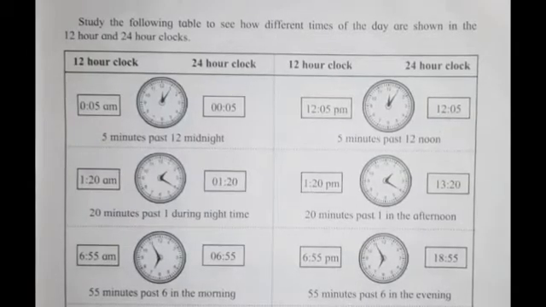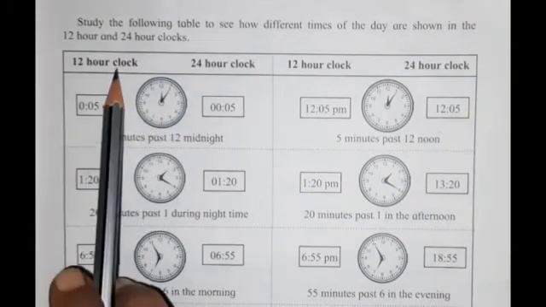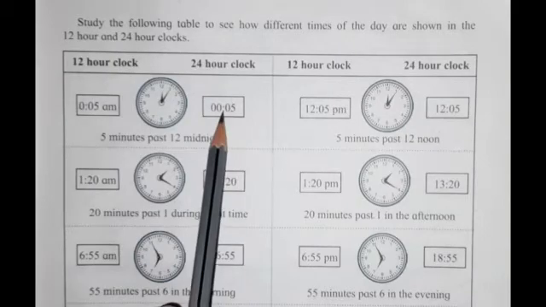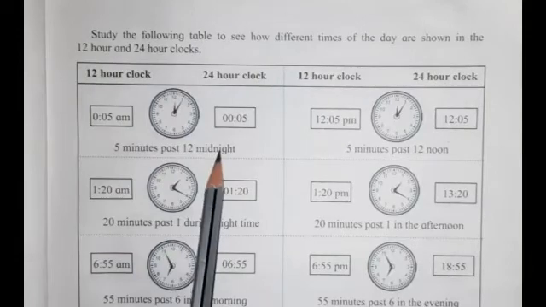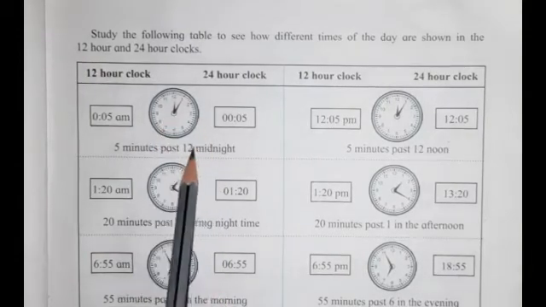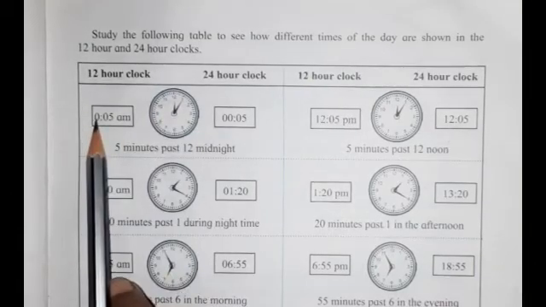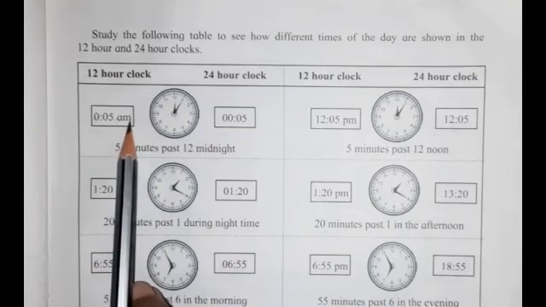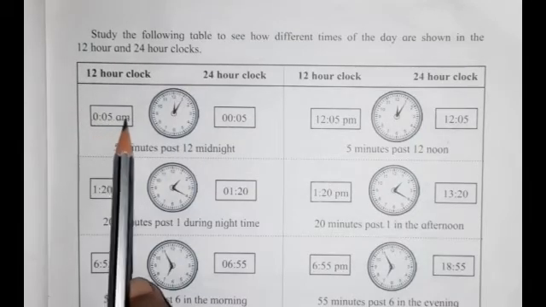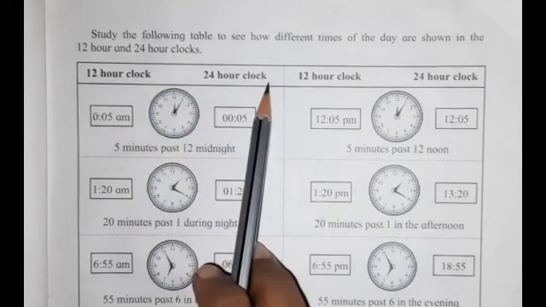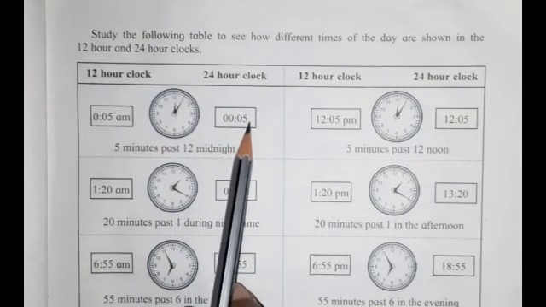Now see on page number 61 of your maths textbook. Here the clock and time show 12-hour clock and 24-hour clock. Here, 5 minutes past 12 midnight. It means this time is after midnight and the second day starts. So at 12:00, it means 0 hour and 5 minutes. So in 12-hour clock write 0 and this sign of colon 05 AM. And in 24-hour clock write 00 and colon 05.